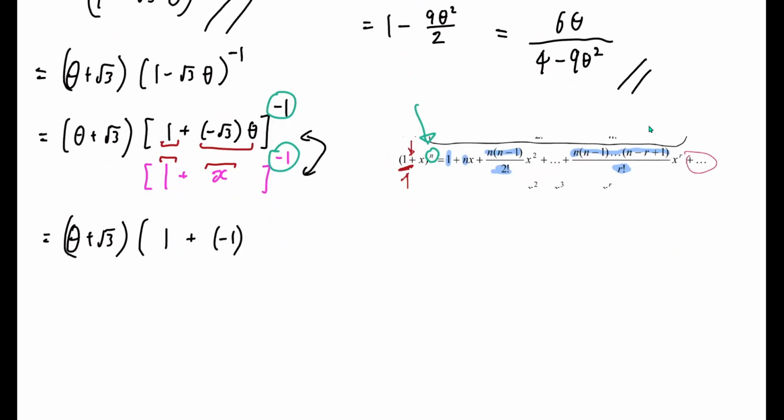Okay, so n times x means -1 times x. Then plus the next one. What would it be? N times n minus 1 over 2 factorial. That's actually -1 times n minus 1, which is -1 minus 1, which is -2 over 2 factorial times x power 2. You've never seen this before. Something new. I haven't explained it.